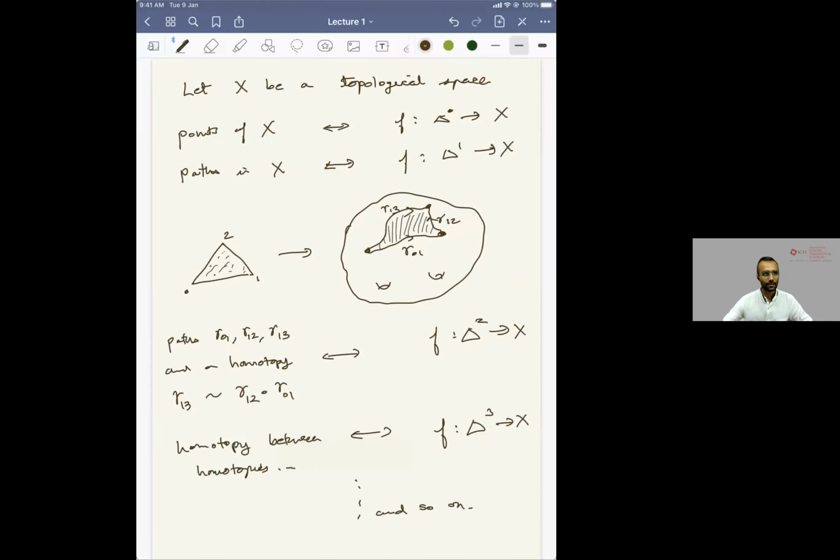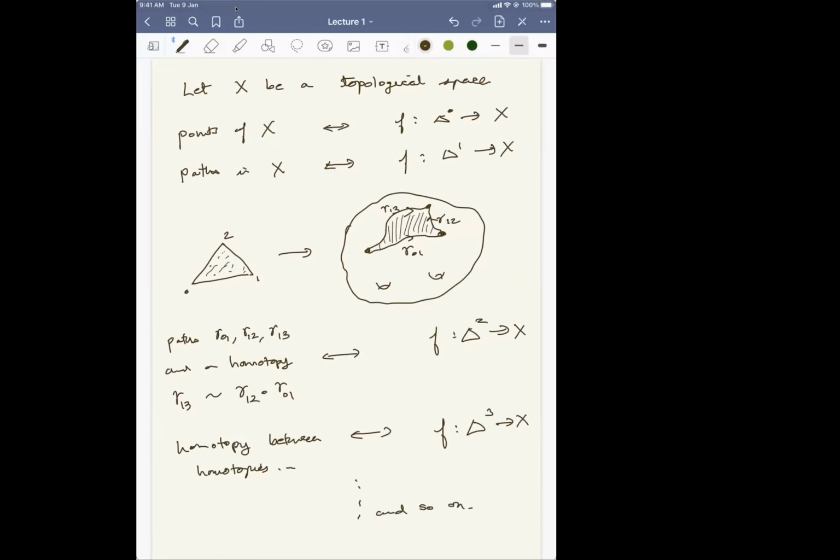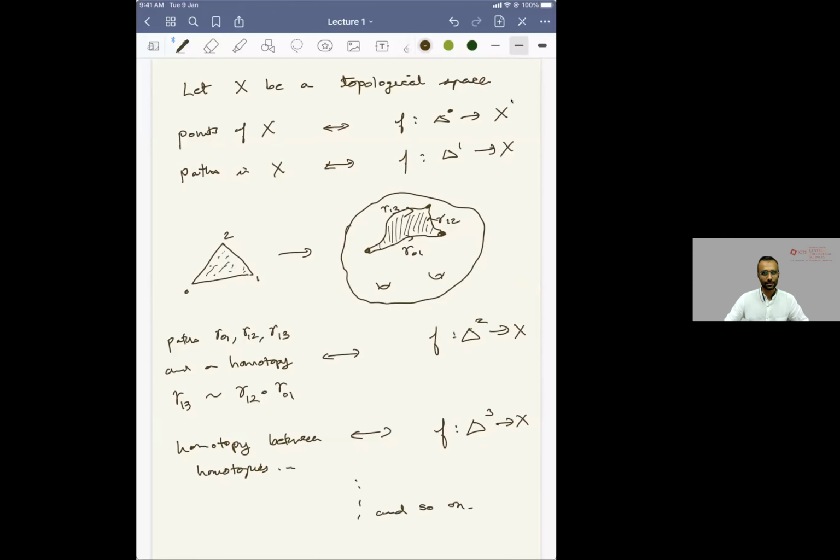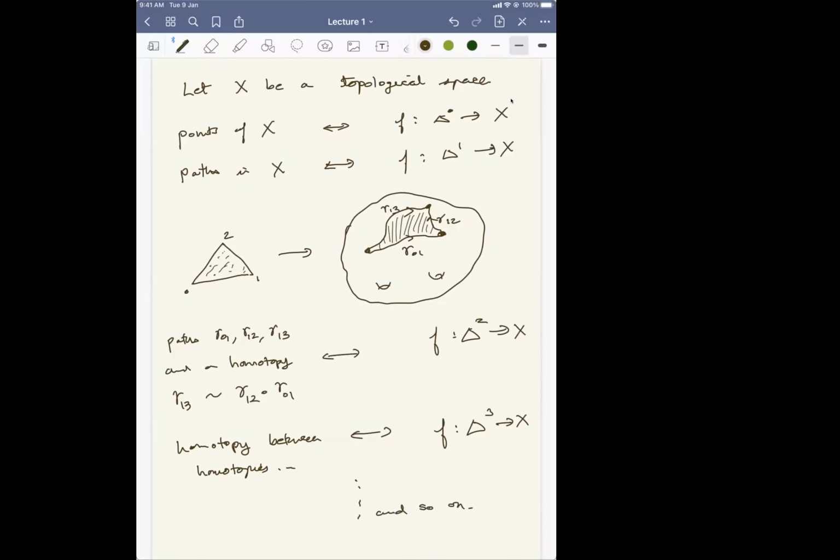Oh, I see there's a chat. Pranav, one question. Are you considering only pointed spaces or general spaces? I'm considering general spaces right now. Later, I'll specialize to pointed spaces. Okay, thanks. Yeah.